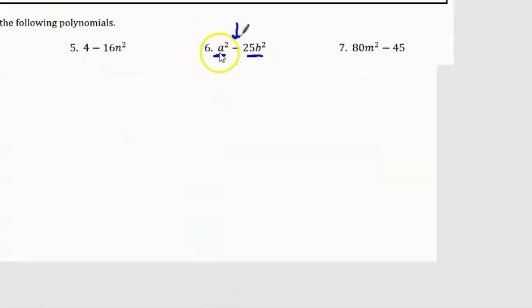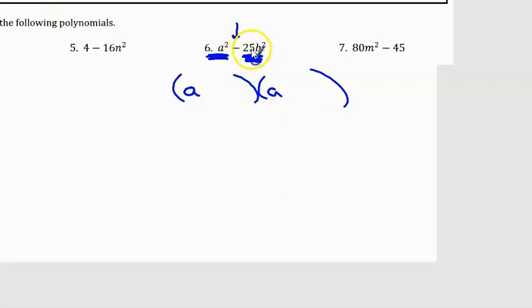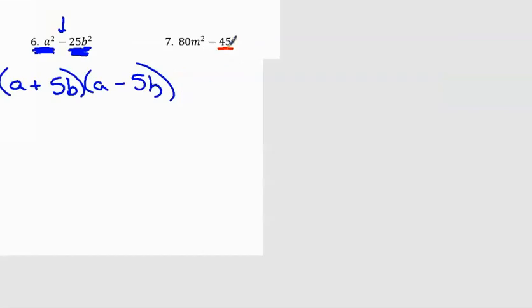All right, for number 6, I have an a squared and a b squared. So you know that you're going to have an a and a b. Okay, so an a and a b. Here we go. And then I have to look what goes into 25. Well, that's a 5. Now, how on earth do I get this minus, guys? Again, 1 is plus and 1 is minus.